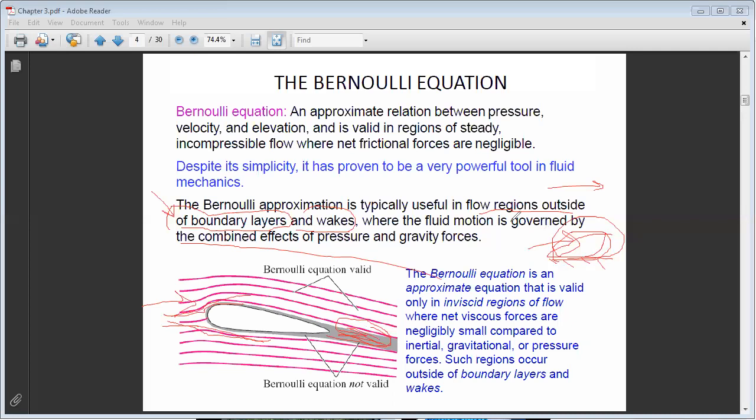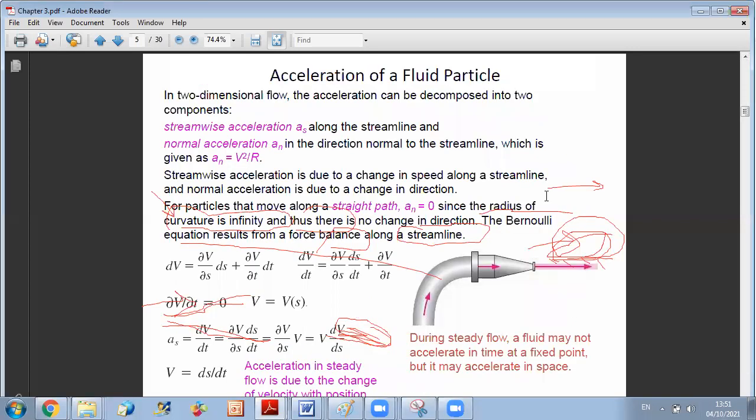Okay. Now, in Bernoulli equation, the main forces are pressure forces and gravity forces. And this is what we have already considered, if you remember, before, when we did the analysis of fluid flow in the static case, we considered pressure forces and gravity forces. So let us see how to derive the Bernoulli equation.